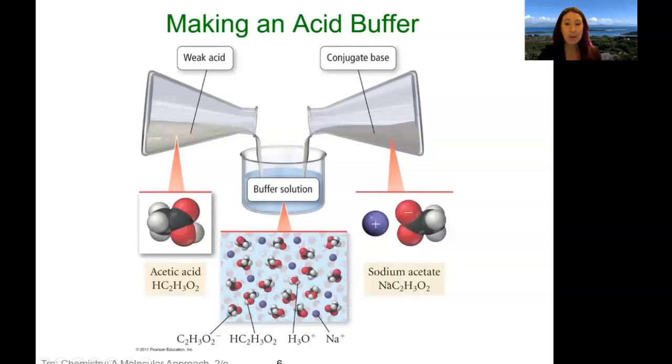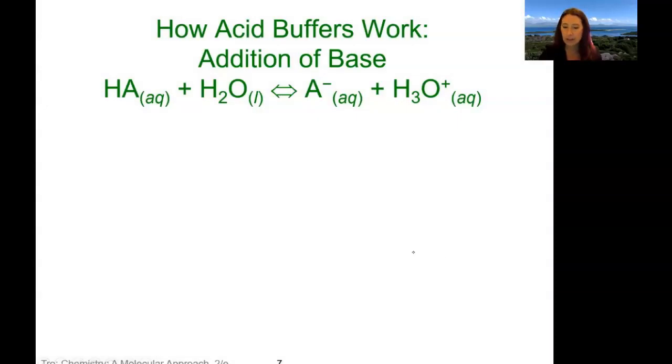We ignore the Na, right? Because Na comes from NaOH. It has nothing to do with our equation. So if it comes from a strong acid or a strong base, we ignore it. All we care about is the C2H3O2 minus. That is its conjugate base. So it's very Bronsted-Lowry heavy here.